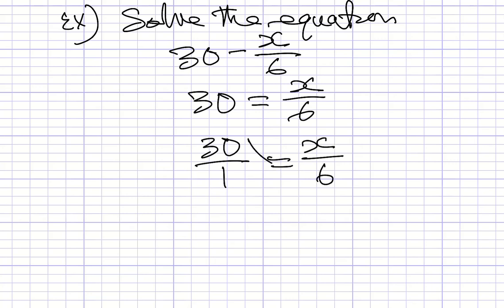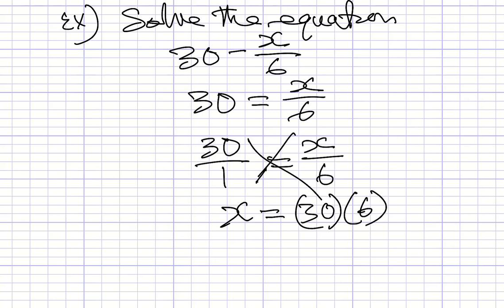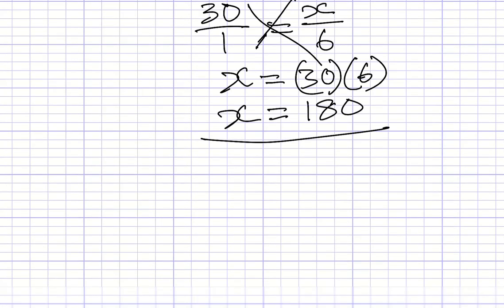You cross multiply. Remember we talked about that before. You cross multiply, you have x is equal to 30 times 6. What do you get? You get 180. x equals 180. That's the solution right there. Okay, one more example we'll go.